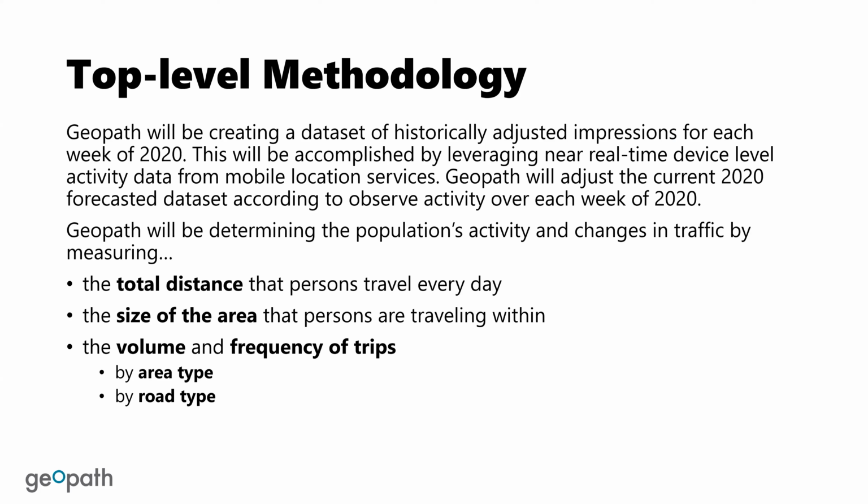One is, of course, the total distance that persons travel every day. This is the data that's going into that dashboard. Another is the size of the area that persons are traveling within, as well as the volume and frequency of trips that we are observing by inventory, by area type and by road type. And I'll get into that and why those two things are important.